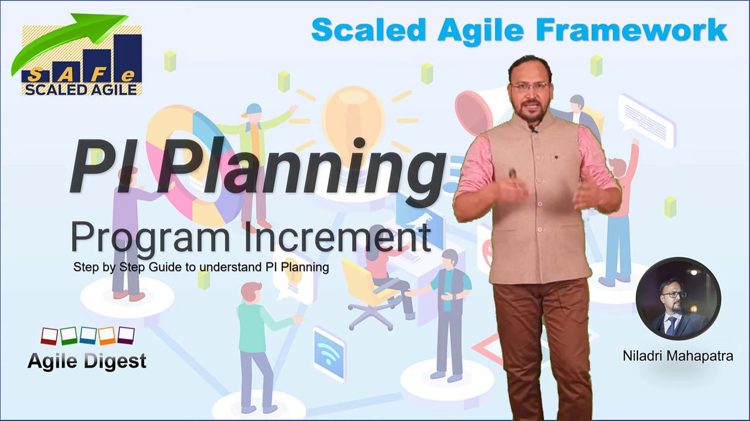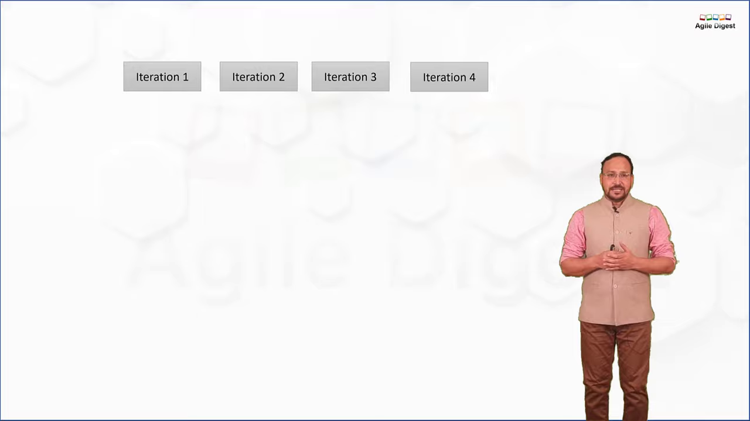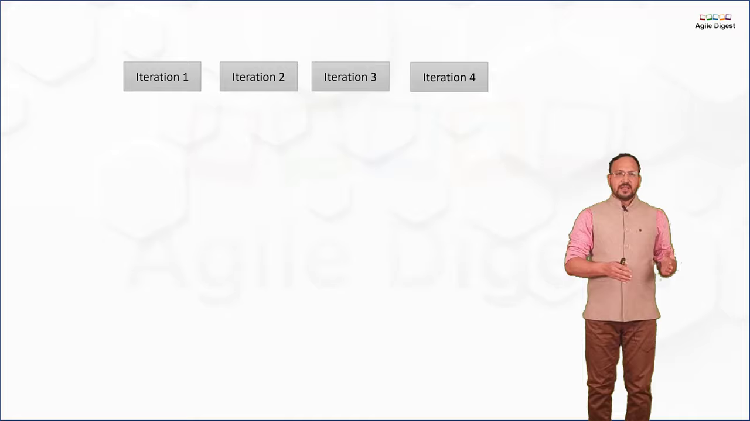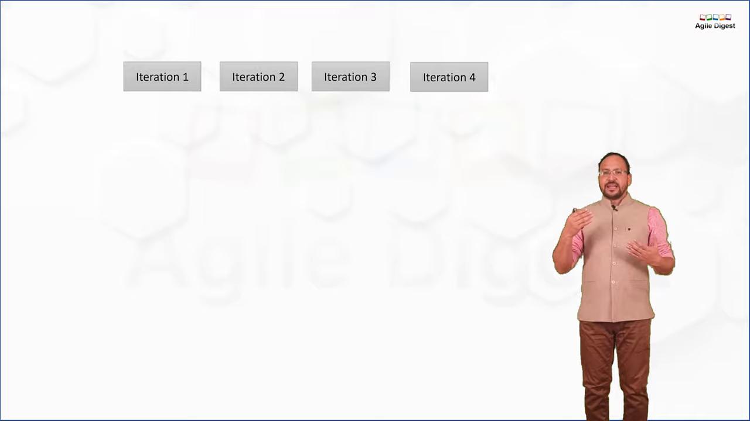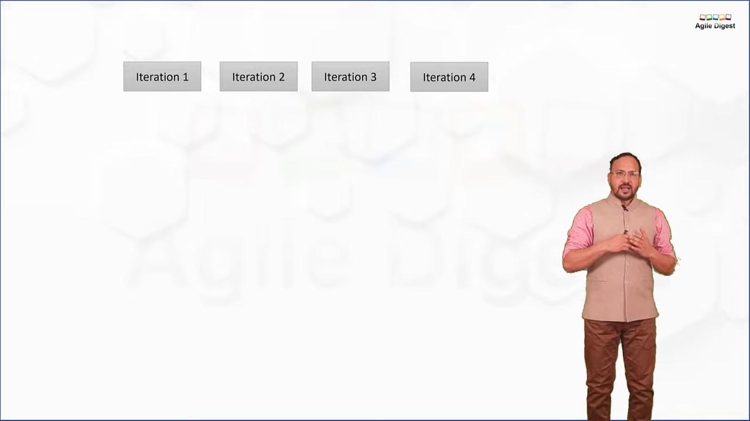As you already know, we have covered one video on the fundamentals of Scaled Agile frameworks, where we learned that the Scaled Agile framework goes on through multiple PIs, or program increments, and each program increment has four iterations by the recommendation of Scaled Agile. It's not necessary that you have only four, you can have five or six, but what Scaled Agile recommends is four construction iterations, and after that you will have one IP iteration. IP means innovation and planning iteration.